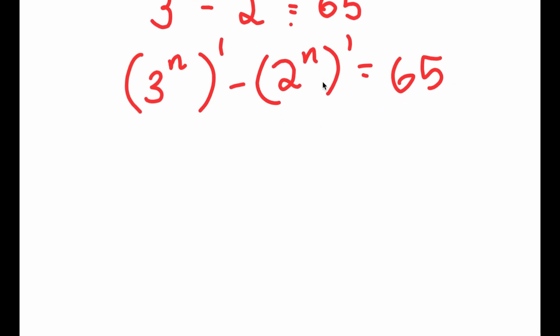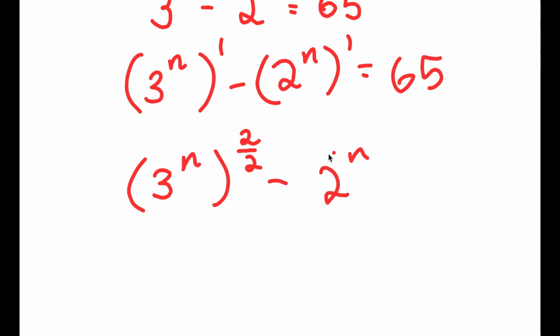And anything to the power of 1 is itself, so 3 to the power of n to the power of 1 is simply 3 to the power of n. Now, I'm going to rewrite 1 as 2 over 2. And 2 over 2, that's 1 again, so it's the same exact thing. And I'm going to do the same for 2 to the power of n.